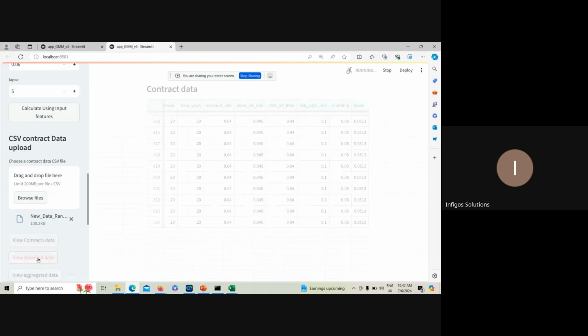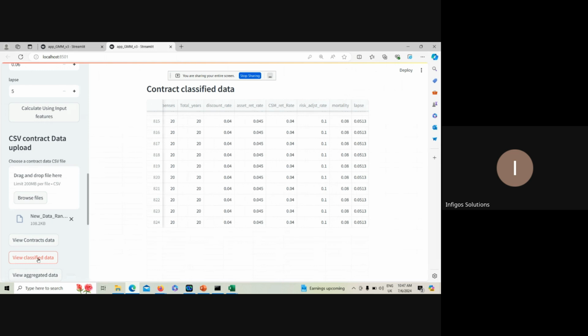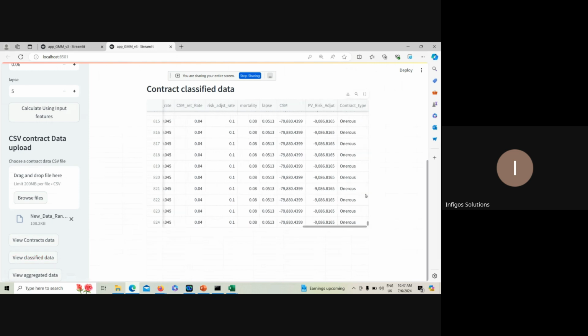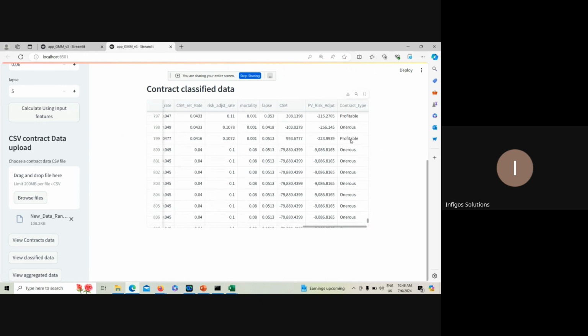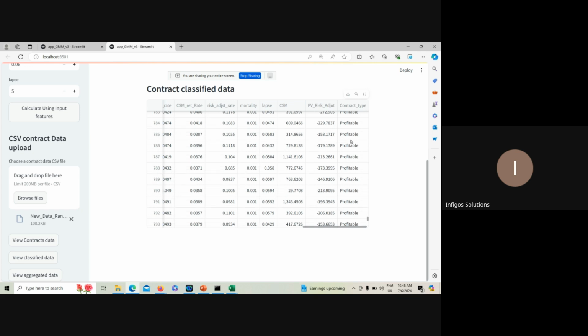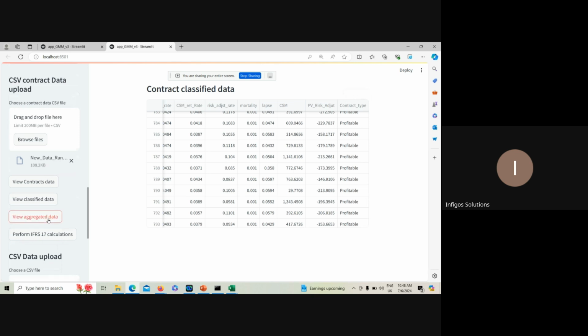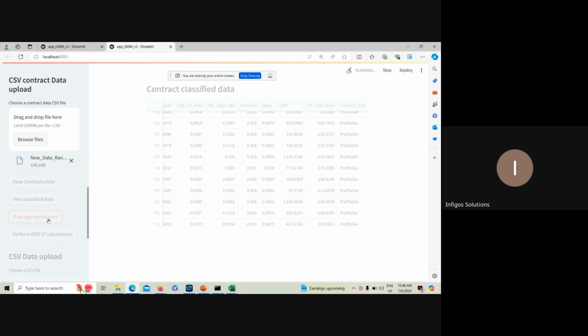I can see the classification also. I can classify these contracts into three categories: profitable, non-profitable, and loss making. Normally, when you do the classification, mostly one is loss making. Profitable is basically who is not one. So that's the kind of thing it is. And then I have aggregated data where I aggregate the profitable together, the loss-making together, according to the portfolio.